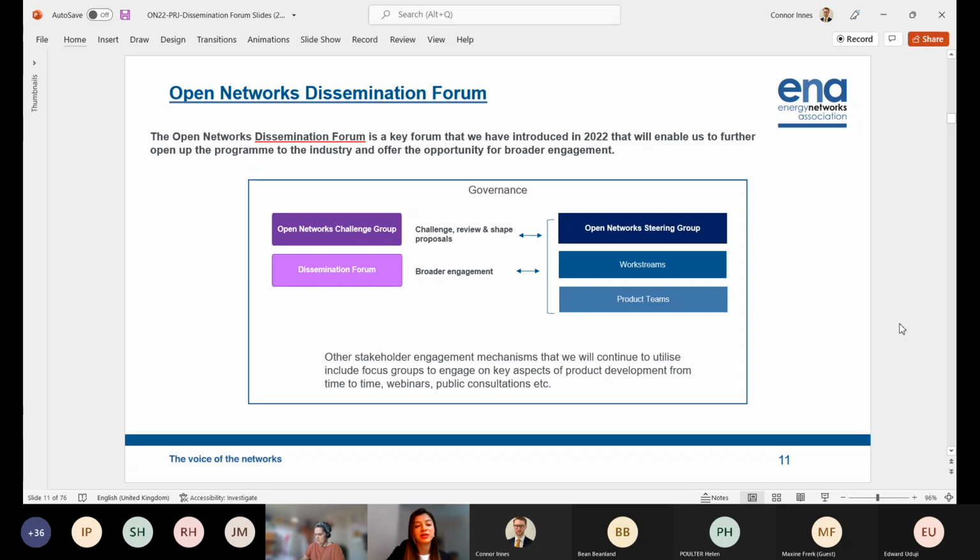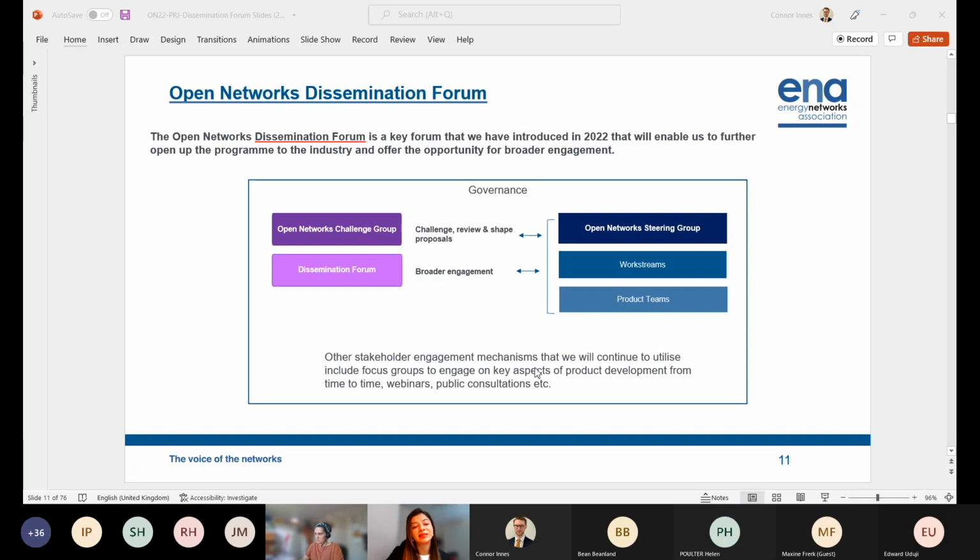The first one is the Open Networks Challenge Group. Now, the challenge group is set up with key representatives from the industry, and really their role is to challenge, review, and shape the work that we do. So we've set that up through an open call for participation last year, and we recently kicked off the first session a few weeks ago.